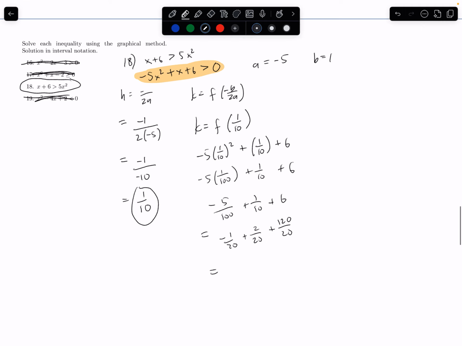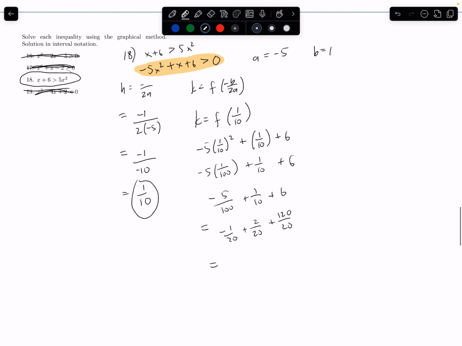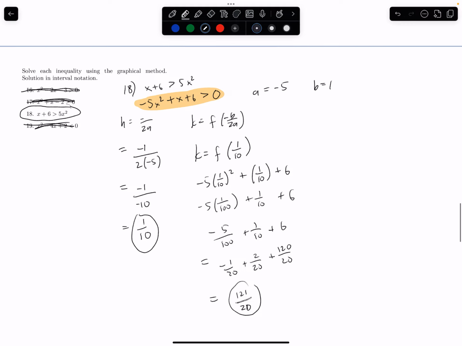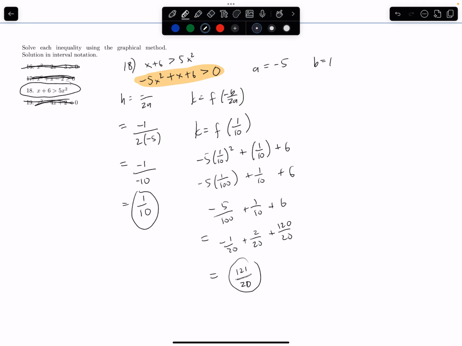Okay, so then, combine those things. -1 plus 2 is positive 1/20th, plus 120 is 121 over 20. So very, very ugly answer here. That's our HK. I'm sorry, guys.